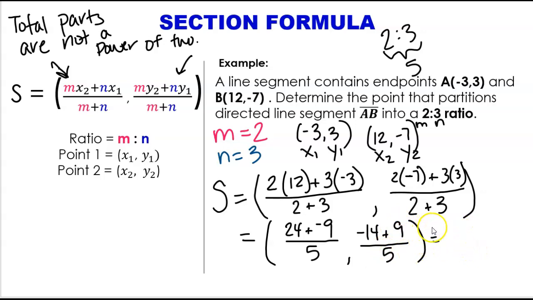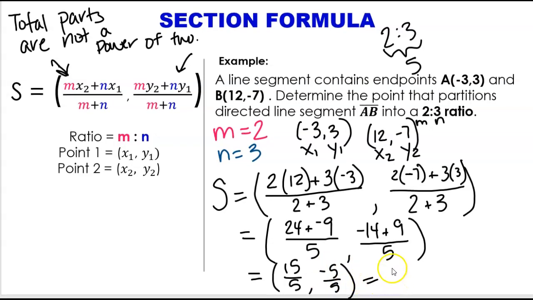So I have 24 plus -9, and that ends up being 15 over 5. And then we have -14 plus 9, which is -5, and that is over 5. So simplifying it down, you have 15 divided by 5, which is 3. And then you have -5 divided by 5, which is -1.